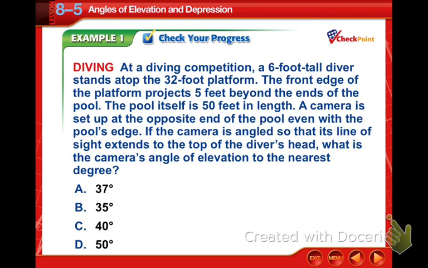A camera is set up on the opposite end of the pool, even with the pool's edge. If the camera is angled so that its line of sight extends to the top of the diver's head, what is the camera's angle of elevation to the nearest degree? So, what we're looking for here is the angle now. We're not looking for the distance the camera is away. We know that. It's 50 feet from the opposite edge of the pool. But it's not 50 feet away from where the diver is. I don't know what sex this diver is, but it's a 6-foot tall diver. So we need to draw a picture. So let's get our picture drawn.